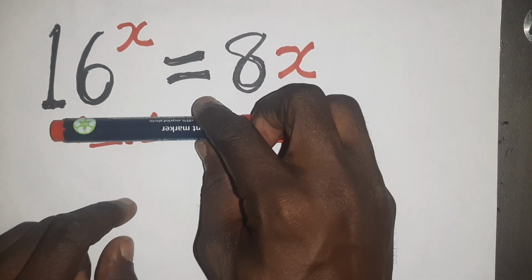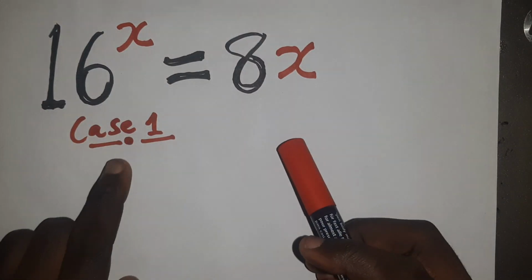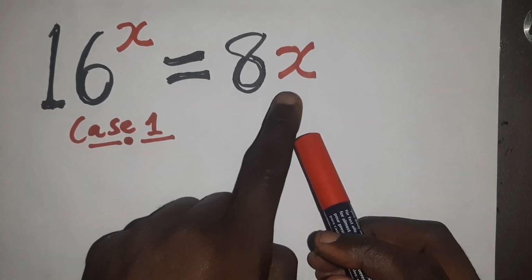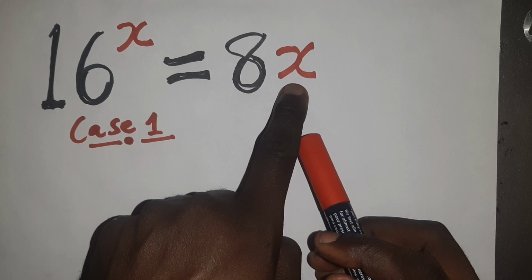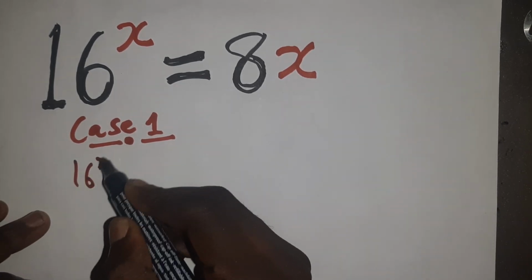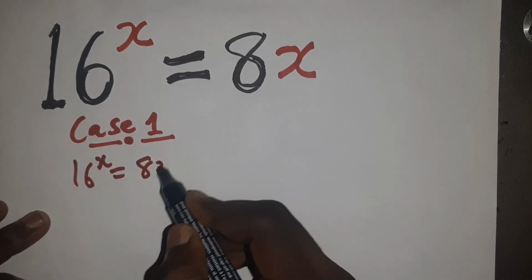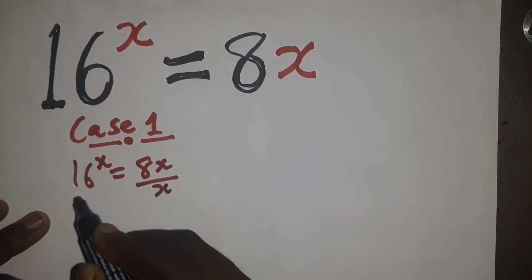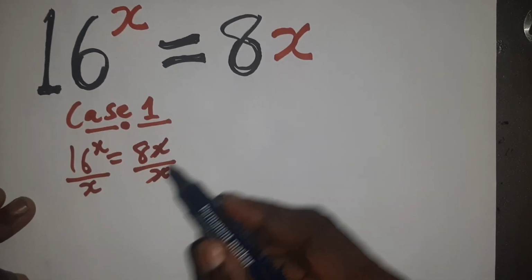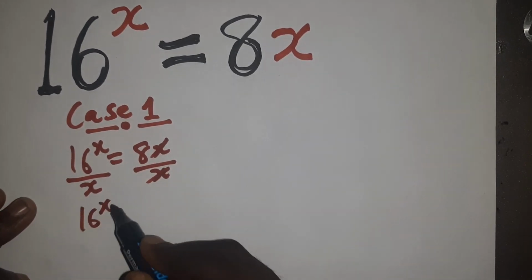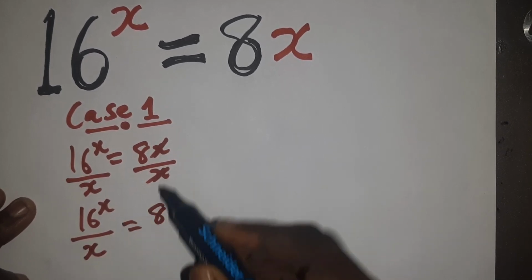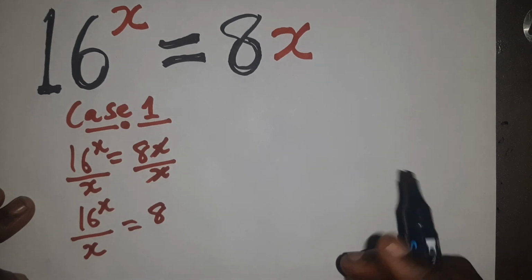Okay, so here we are going to be looking at two cases. We are going to start with case 1, and we are going to divide through by x. Divide both sides by x. So we have 16 raised to x equals 8x. So divide here by x and also divide here by x. So this cancels this. We are left with 16 raised to x over x equals 8. So we have 8 left on the right hand side.